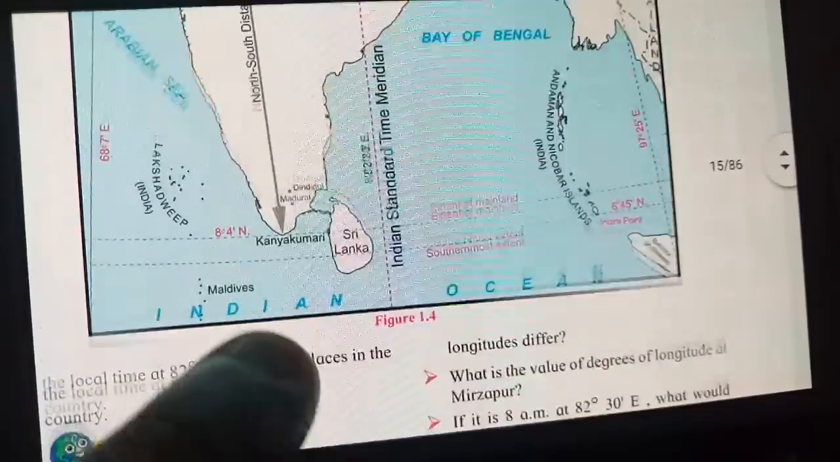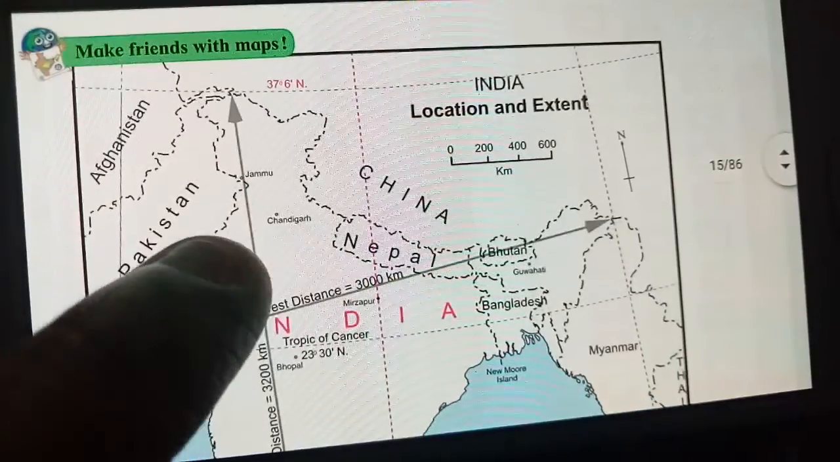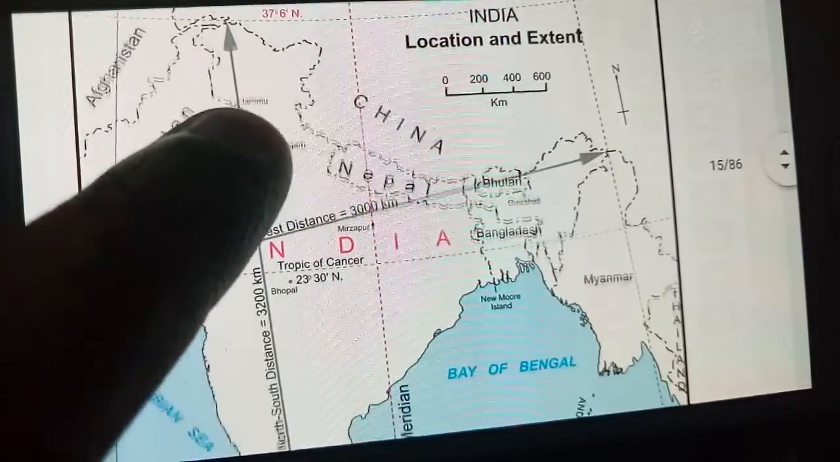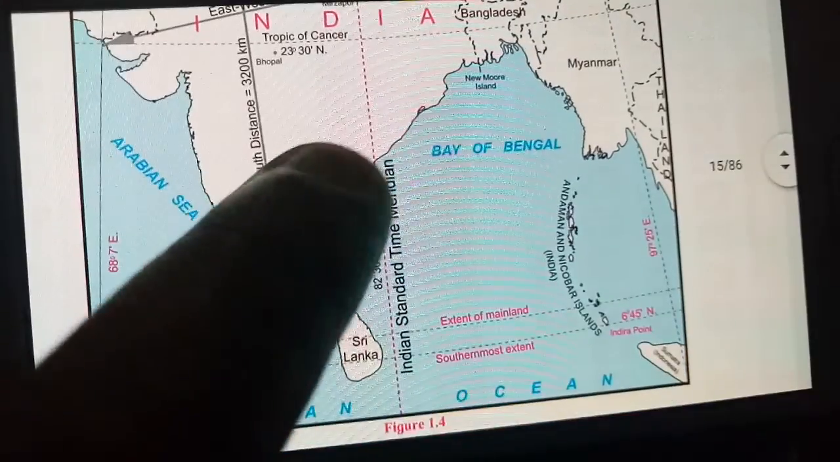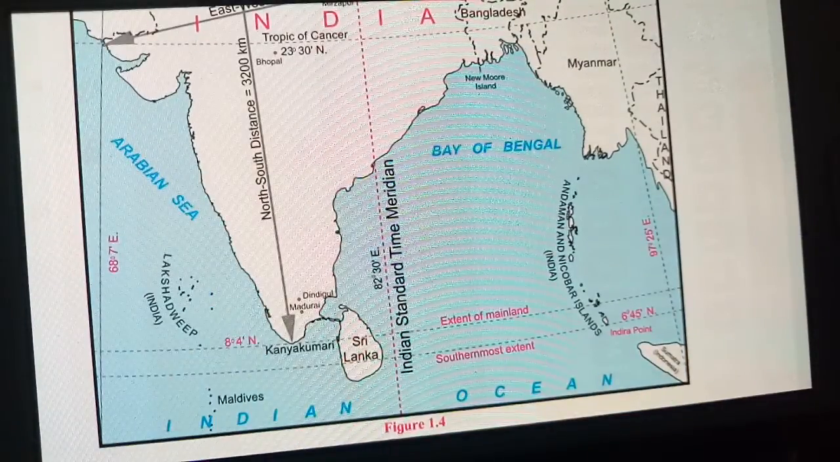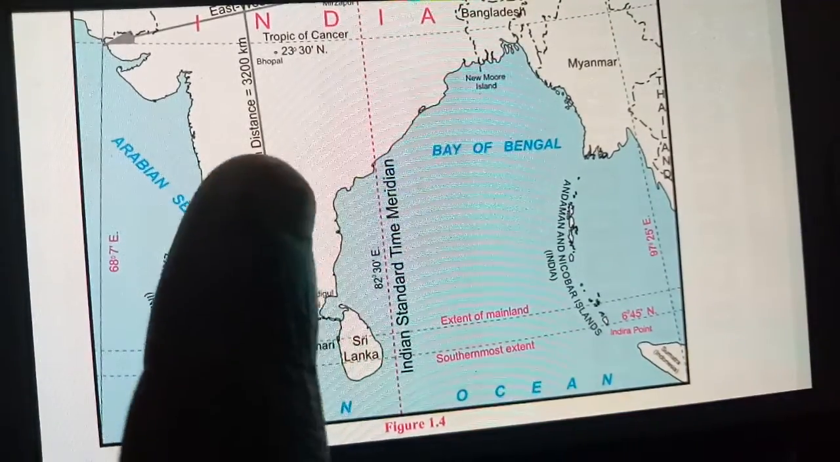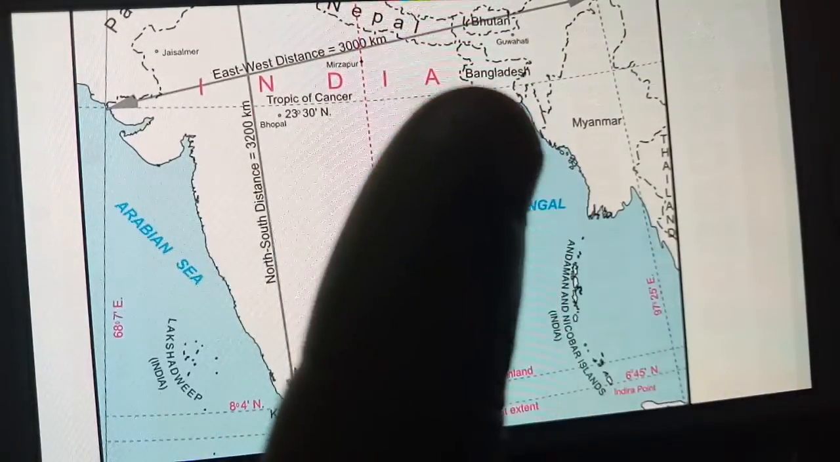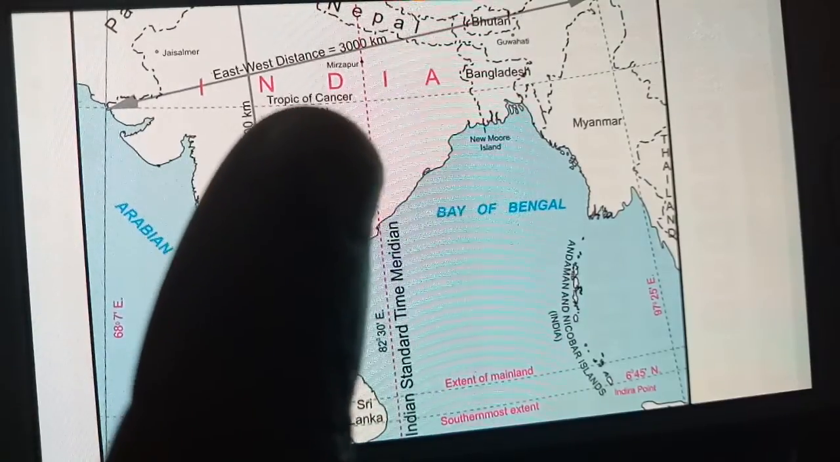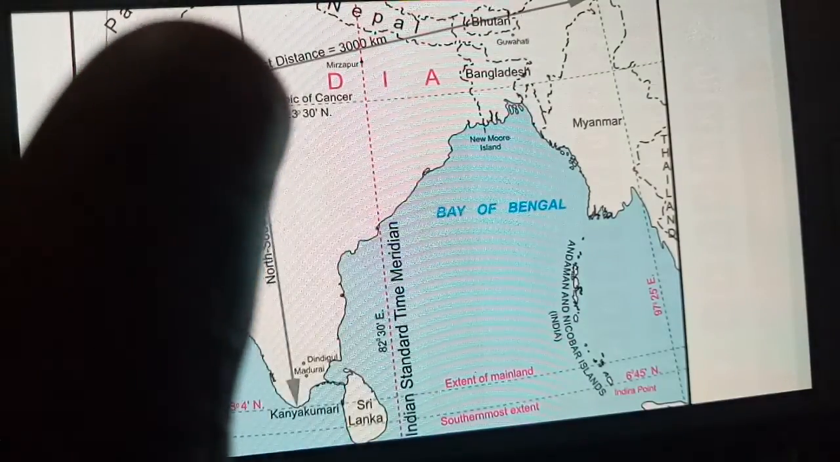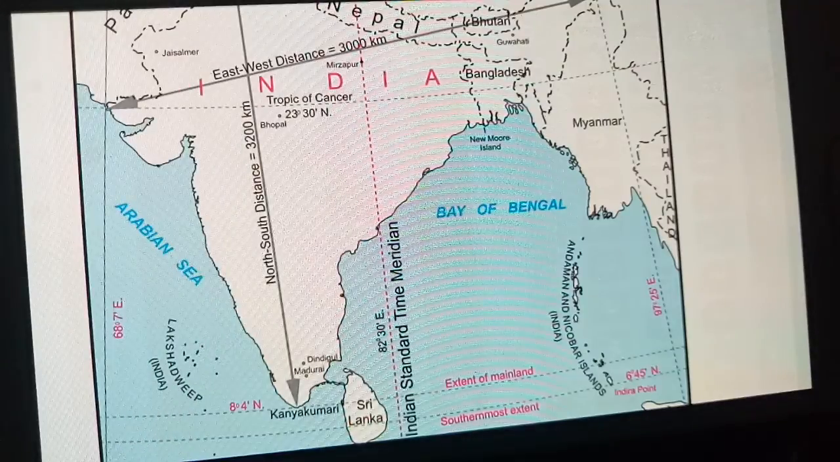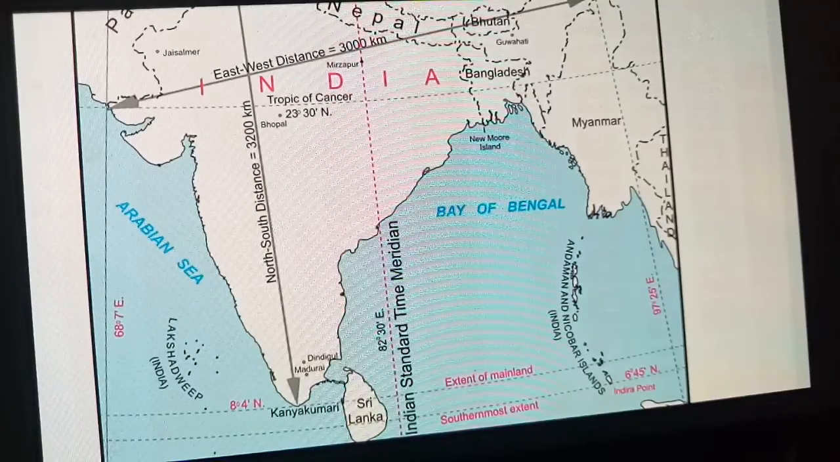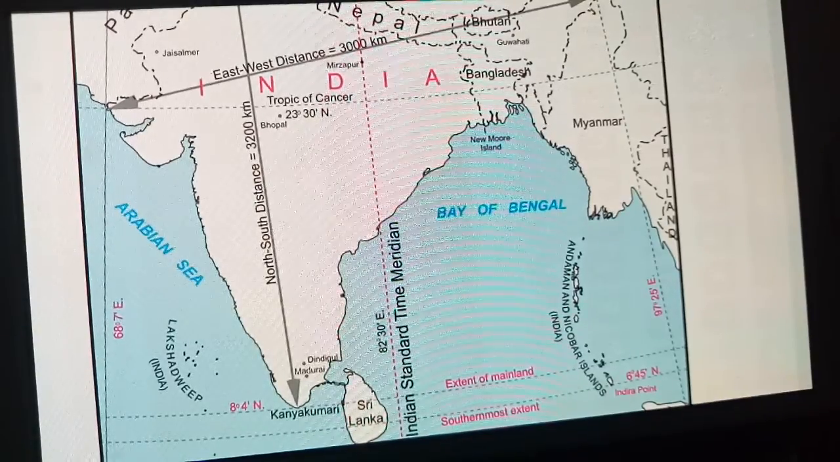Actually this map shows, can you see this map? This line is actually called the Indian Standard Time. Can you see this line? This line is called the Indian Standard Time, and this line is also passing near Allahabad in Uttar Pradesh. Over here you will find the Tropic of Cancer. Here you are having Bangladesh. Here you are having an east-west distance of about 3000 kilometers. Here you are having the Tropic of Cancer. So these are the places where you will find on this India map. So this is just a location of the map of India.